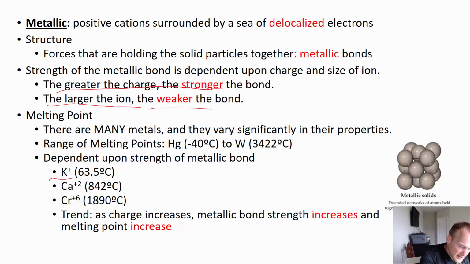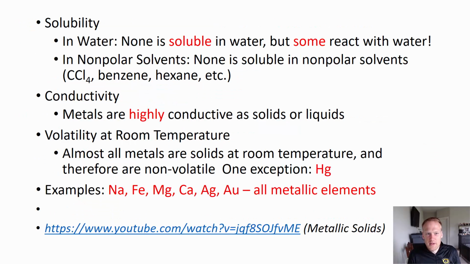But we can get things like tungsten that have melting points all the way up into the 3000s. So there's just a huge range of melting points because we have a huge range of strength of metallic bonds. Solubility in water, none are soluble, but some do react with water. We know the first 2 columns react with water, and they're not soluble in nonpolar solvents either.